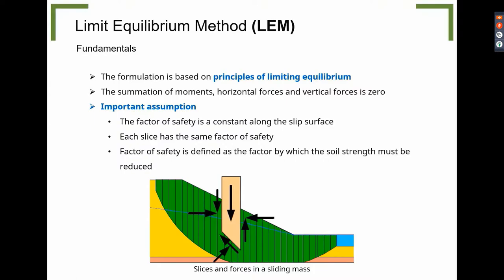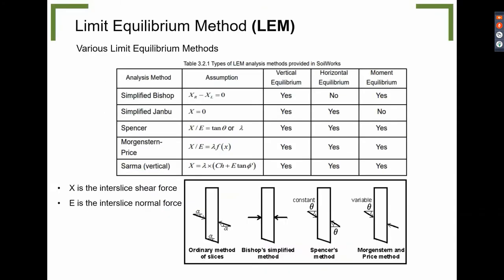The factor of safety is a constant along the slip surface. Therefore, each slice has the same factor of safety. Factor of safety is defined as the factor by which the soil strength must be reduced so that the potential sliding mass is at a point of limiting equilibrium.